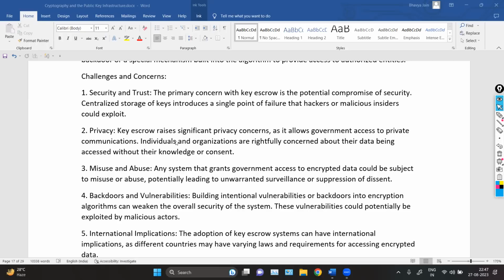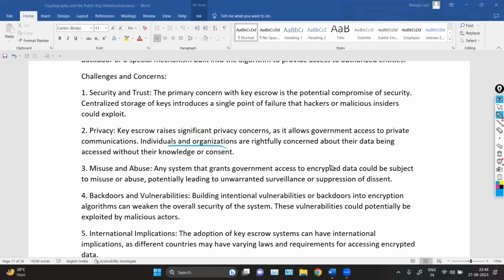Privacy. Key escrow raises significant privacy concerns. If you are putting your key backup with any third party, you have one more concern: whether there is a threat to that third party. First, you cannot fully trust anyone, so one challenge is that any third party can access your data because they have the keys. The second concern is that the attacker can also target those third parties to steal your company's keys.